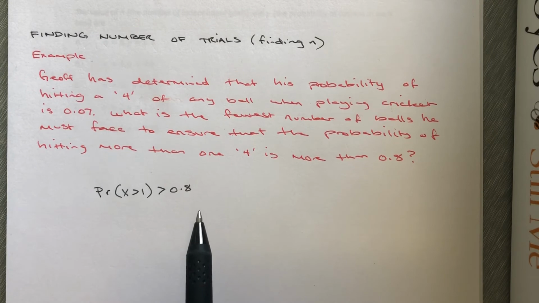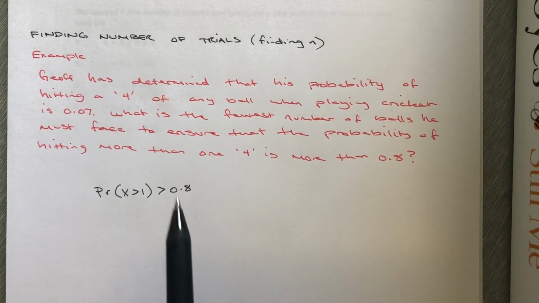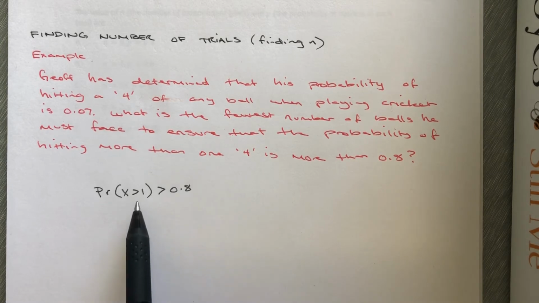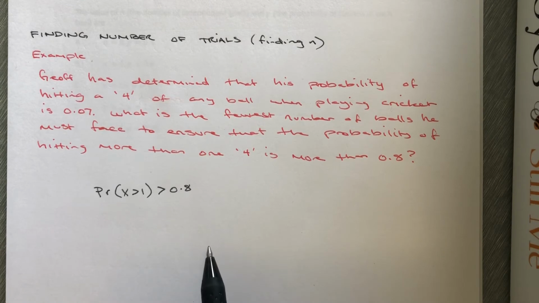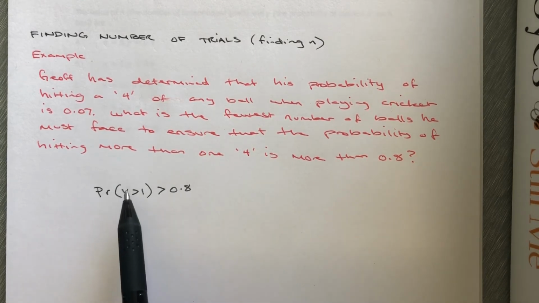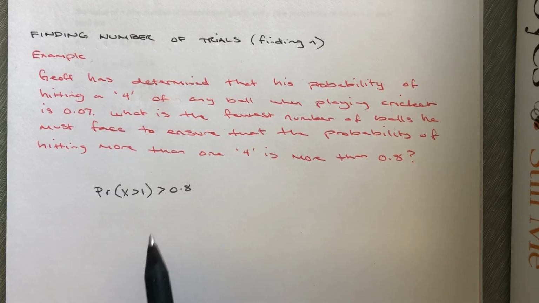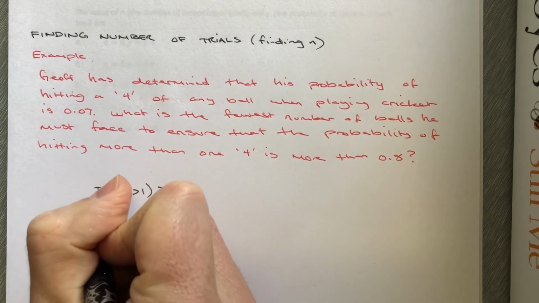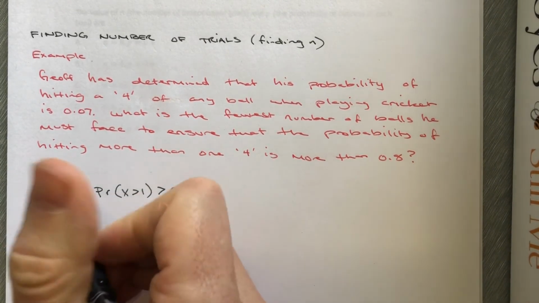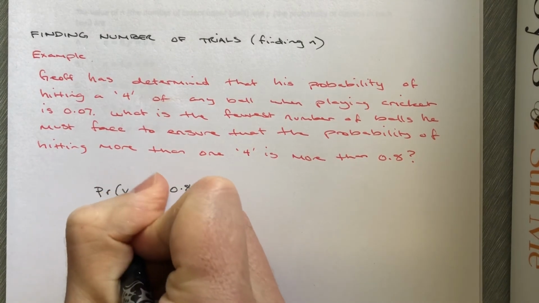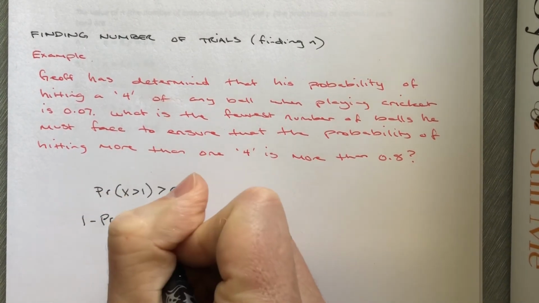Now, this is similar to before. We don't know how many trials we're doing. That's what we're trying to find out. The probability of greater than 1 would mean 2 and 3 and 4 and 5 and 6 and so on. There's no end to that. We can't write all of those out, but we can do it the opposite way. So we can have our 1 and take away everything that we don't want. If we want greater than 1, that means we don't want 0, and we don't want 1 either.